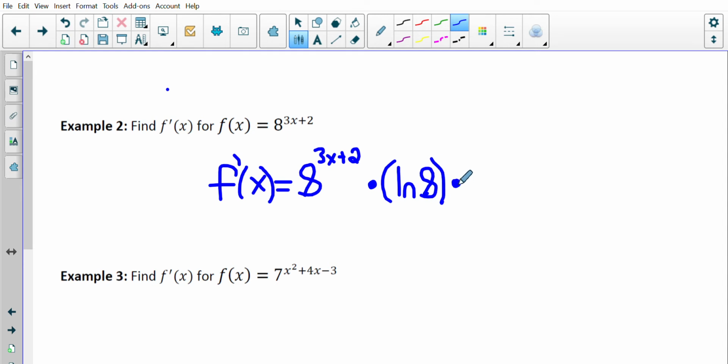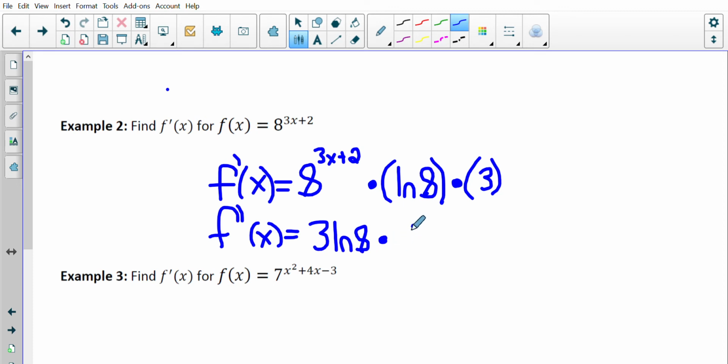And then our exponent there is not just simple x. We do have a function, and so I take the derivative of 3x plus 2, and I end up with 3. And there's our derivative. Now I could rewrite this. Typically you might rearrange this so that f prime of x is equal to 3 times ln 8, and then times, I could also put it in brackets, 8 to the power of 3x plus 2.